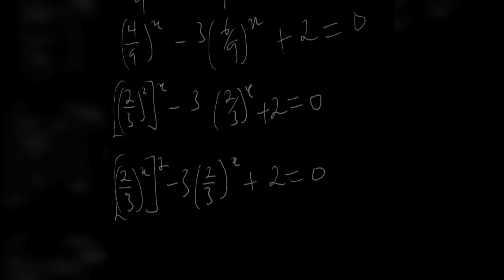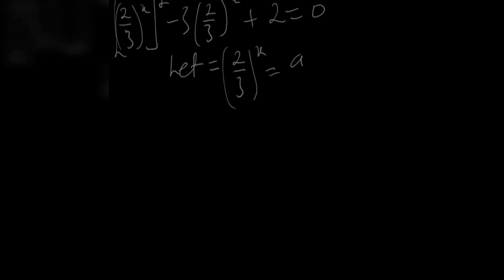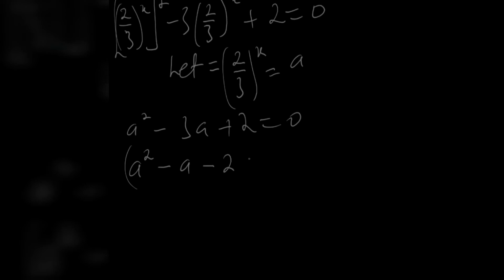So we can see we have (2/3)^x, (2/3)^x. We can represent that with a variable to make it look simple. Let (2/3)^x equal a. Replacing it, we get a squared minus 3a plus 2 equals 0. Then we solve this quadratic equation for a. This can be a squared minus a minus 2a plus 2. If you group them, we get something like this.